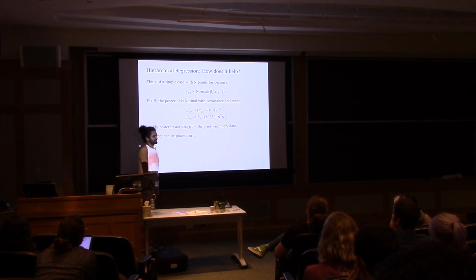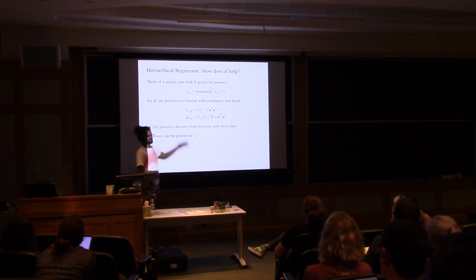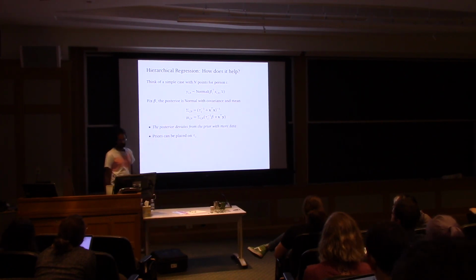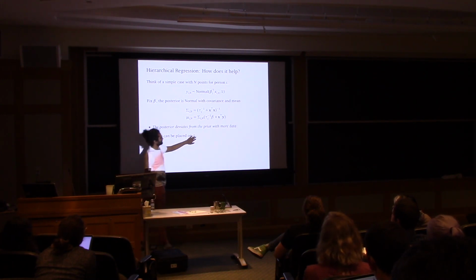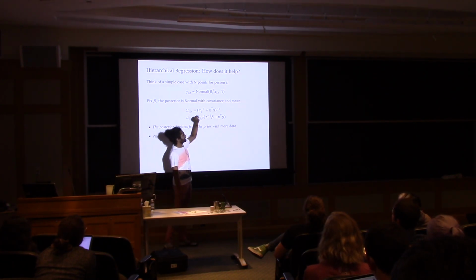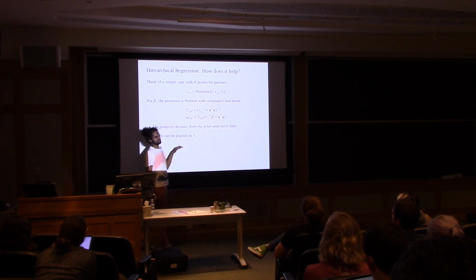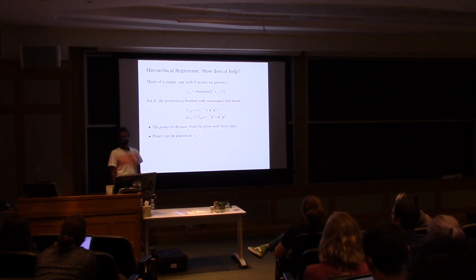I could do hierarchical topic modeling. I could do hierarchical variational autoencoders. It's just a really simple example of that concept. And you can place priors on tau_i, and those priors will control how much each group affects the overall group estimate.